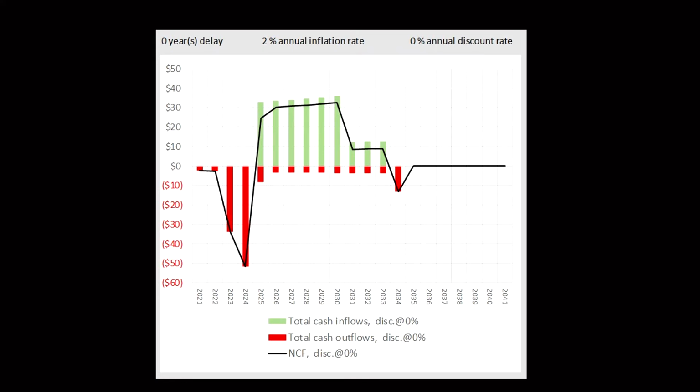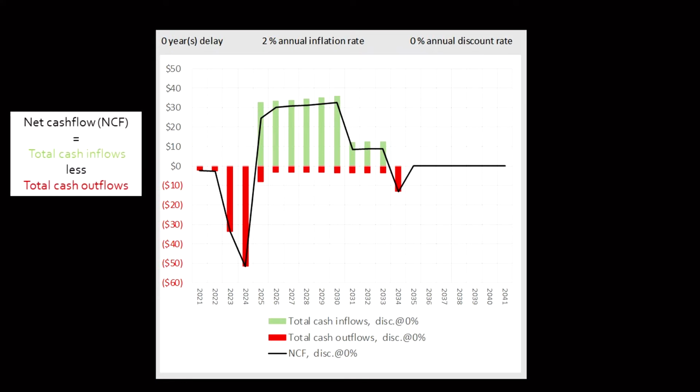We base our valuations on forecast future net cash flow. That's just all your cash coming in minus all your cash going out. So here it's the black line, which is the green minus the red. Inflows are revenue from generation. Outflows are the costs of things like setting up the wind farm, generation running costs, tax, and at the end, decommissioning, which is dismantling and restoring the site when you're done.